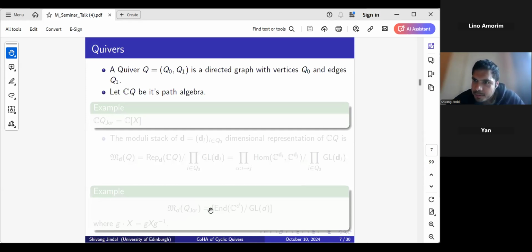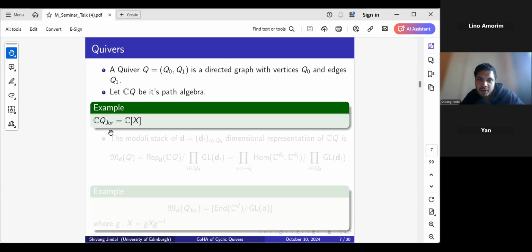Now we consider its path algebra. The path algebra is an algebra whose underlying vector space is defined by the paths in the graph. So for the case of the Jordan quiver, we have one loop, and we can take as many paths as we want. We can go around the loop once, or twice, and then we can keep going. The product in the path algebra is defined by concatenation of the paths. So, for example, the path algebra of the Jordan quiver is just the polynomial ring in one variable.